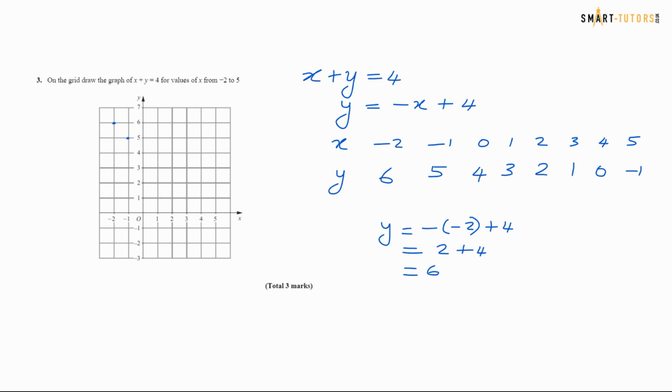(0, 4), (1, 3), (2, 2), (3, 1), (4, 0), (5, -1). So let me draw the graph. That's the first point, and through all the points, if we neatly draw that, that's the straight line graph.